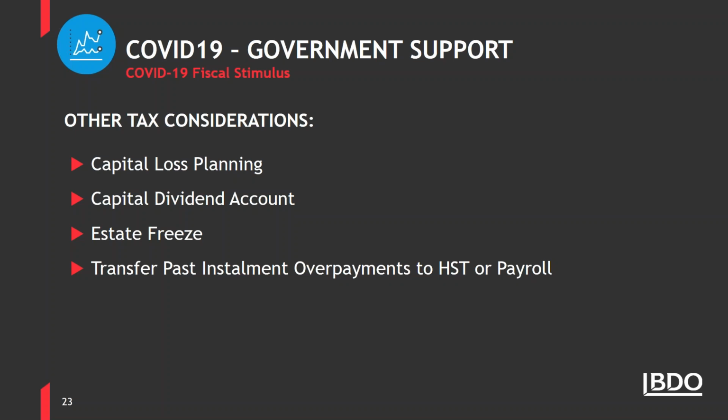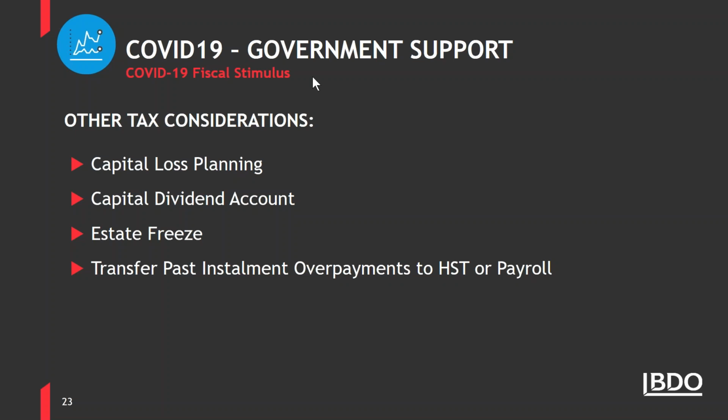And when considering that, before triggering any capital losses, you also should be mindful of the impact that it can have on your capital dividend account, which I'm sure a lot of bells are ringing out there for you. The capital dividend account is that account balance that can be paid from corporations to shareholders as a tax-free dividend. And so it may be prudent to pay out any capital dividend account balance first before triggering any capital losses.